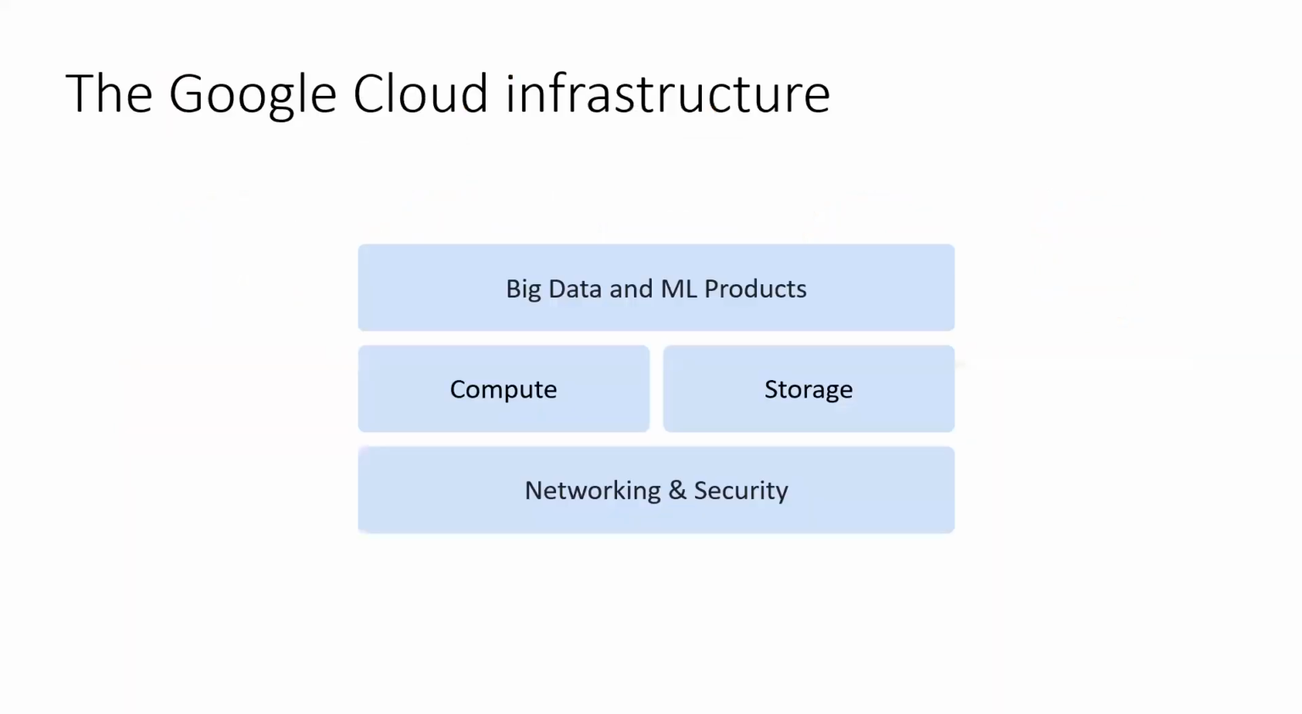Okay. So when you talk about the Google Cloud infrastructure, it has 3 different layers. The bottom layer is networking and security. The second layer is compute and storage. And the final layer is big data and ML products. So the network and security layer provides you high network and security in order to connect to your various computing resources and storage. The computing part includes all your resources which do the processing of your data or your application. And storage is used for storing your data.